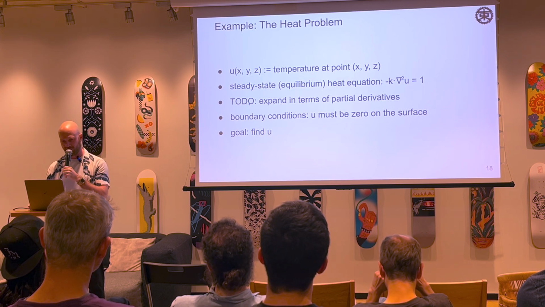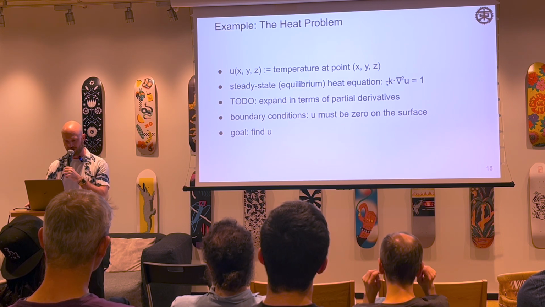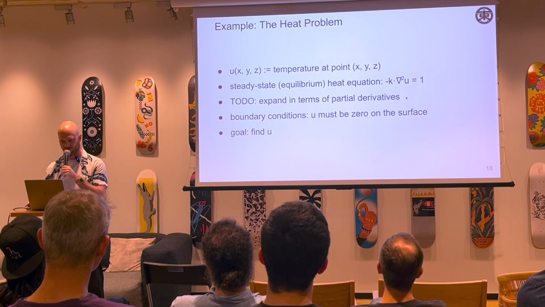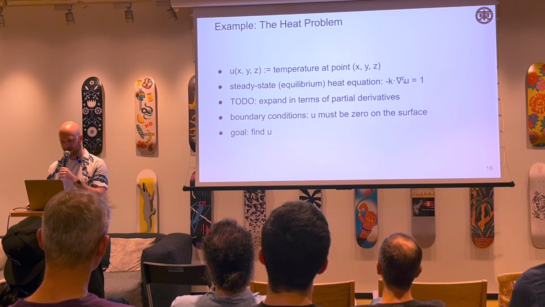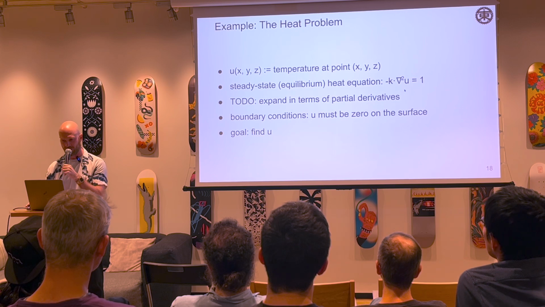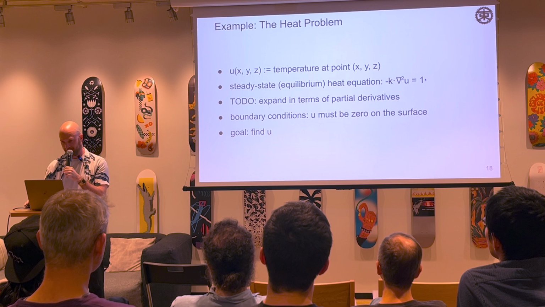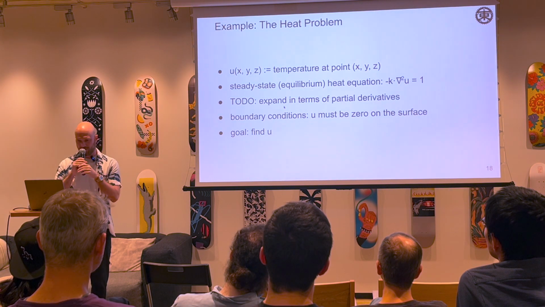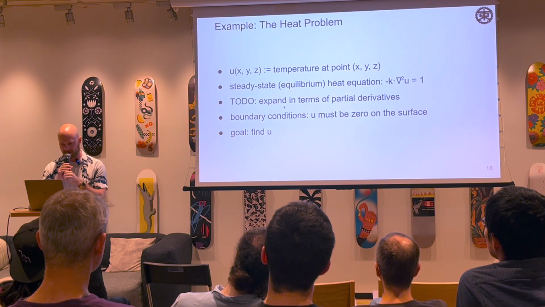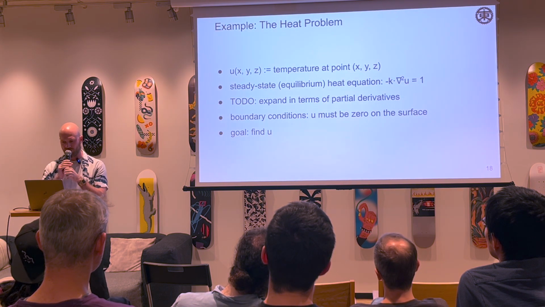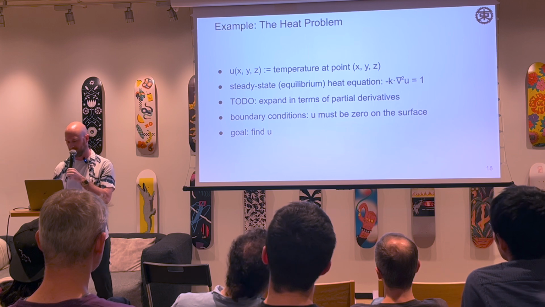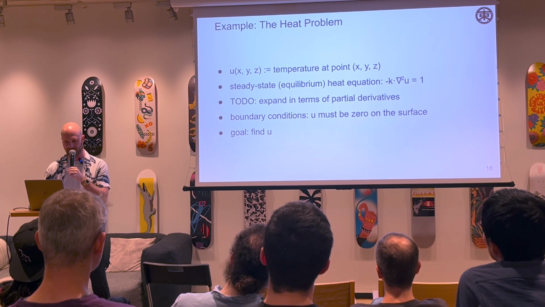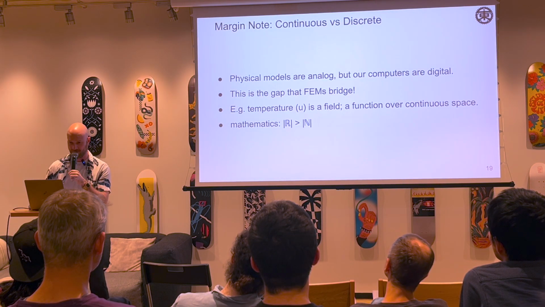I was going to expand what this equation means in terms of the actual partial derivatives. This is the Laplace operator, if you're familiar with it. It just sums the second order derivatives. And you usually also have boundary conditions when you're trying to solve a problem like this. In here, we're just going to say that the temperature is 0 on the surface. The goal, again, is to find u, the temperature function.